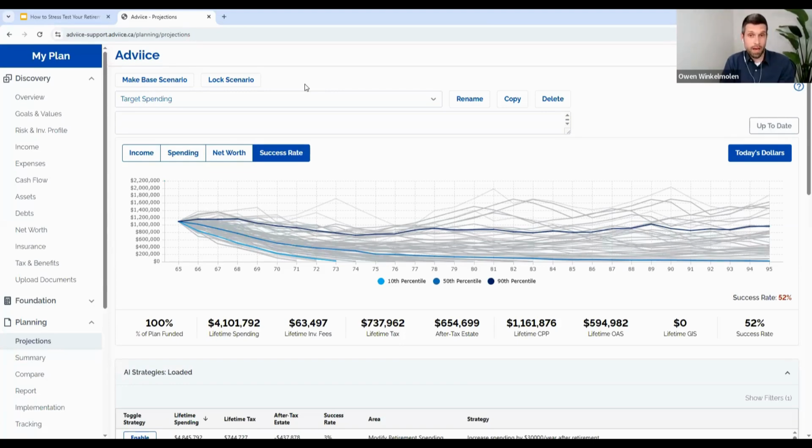Some people would be fine with tapping into home equity for 5 years, knowing that at age 80, 85, they're going to reduce spending and they're going to recover that amount. But yeah, personal choice. Right.